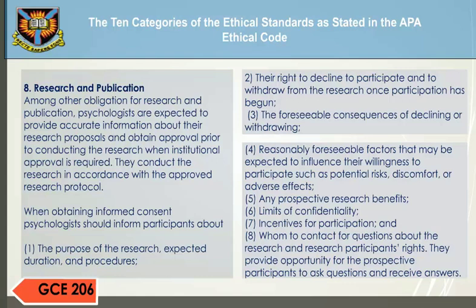4. Reasonably foreseeable factors that may be expected to influence the willingness to participate, such as potential risk, discomfort, or adverse effects. 5. Any prospective research benefits. 6. Limits of confidentiality. 7. Incentives for participation. And 8. Whom to contact for questions about the research and research participants' rights. They provide opportunity for the prospective participants to ask questions and receive answers.